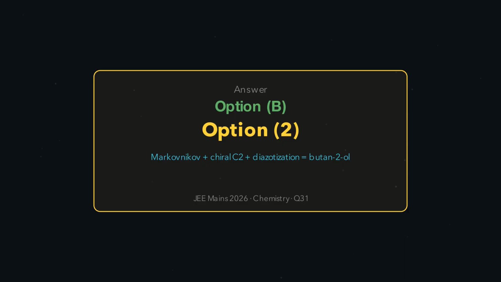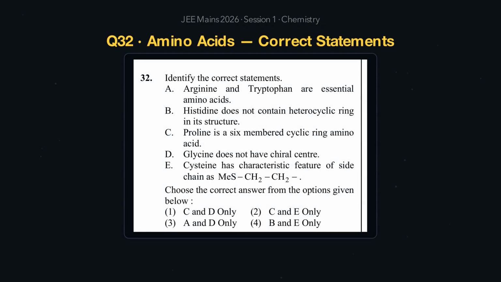That's option 2. 5 statements about amino acids. Which ones are actually correct? Let's check each one before the exam tricks us. Here's our approach.